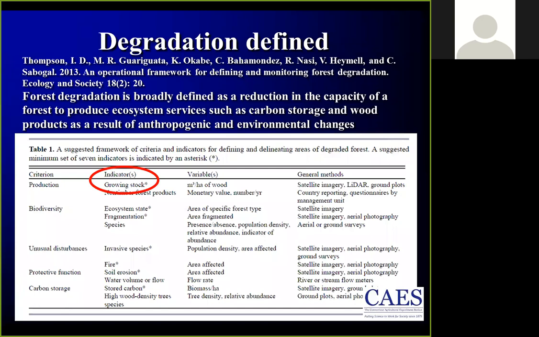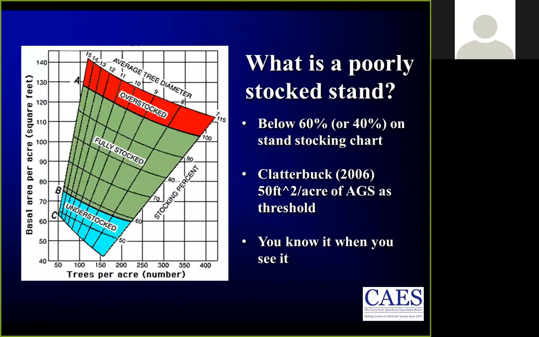But I want you to notice that there are other things they mention, like ecosystem state, invasive species, fire, and how susceptible the forest is to fire. I think certainly a thing that's important, especially here in the Northeast, is soil erosion, where a lot of us depend on water and reservoirs. And if you have a lot of soil erosion, you start having problems. Stored carbon's a big thing nowadays. So there's a lot of factors you can measure, but I'm going to focus more on growing stock.